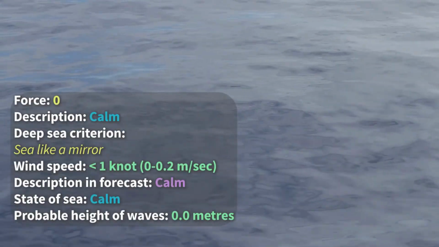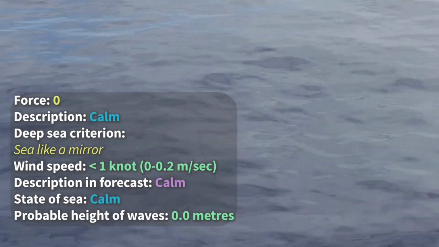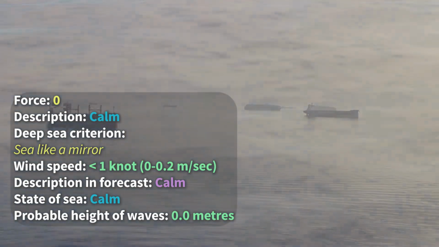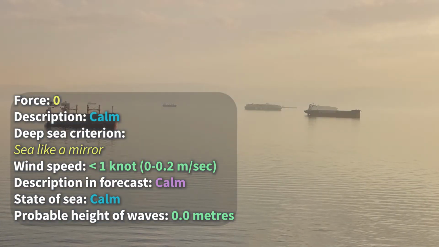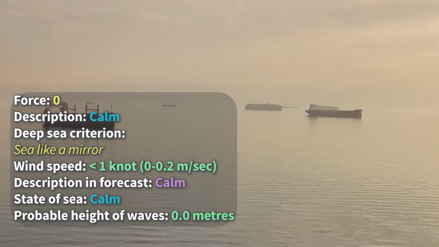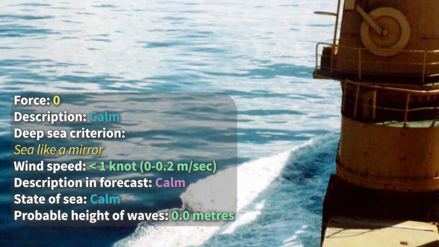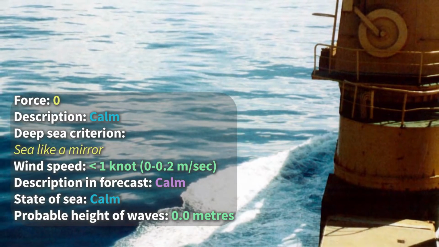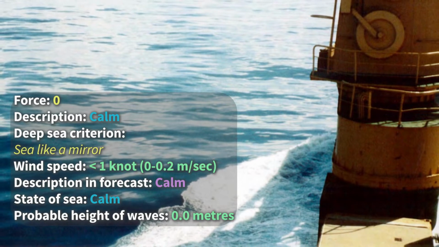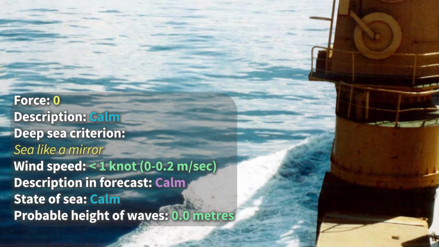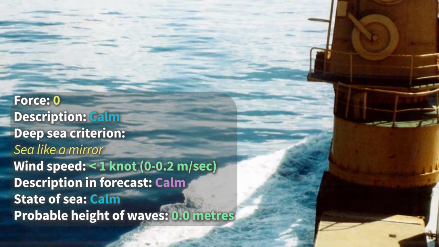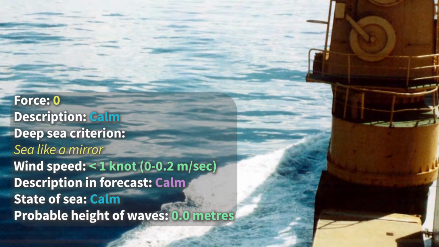Force 0. Description: calm. Deep sea criterion: sea like a mirror. Wind speed: less than 1 knot, 0 to 0.2 meters per second. Description and forecast: calm. State of sea: calm. Probable height of waves: 0.0 meters.